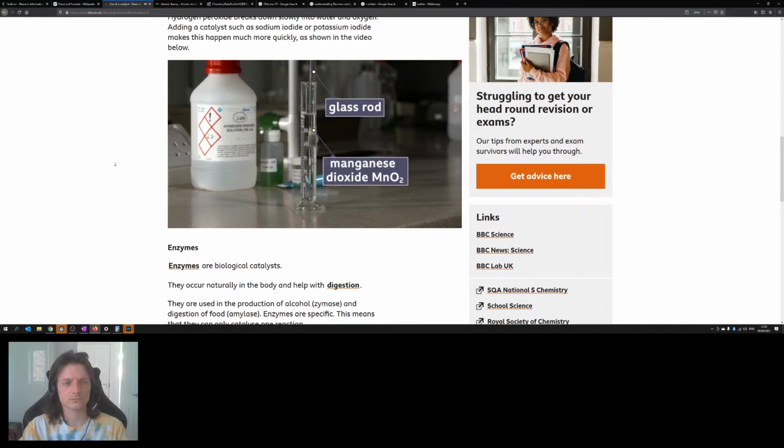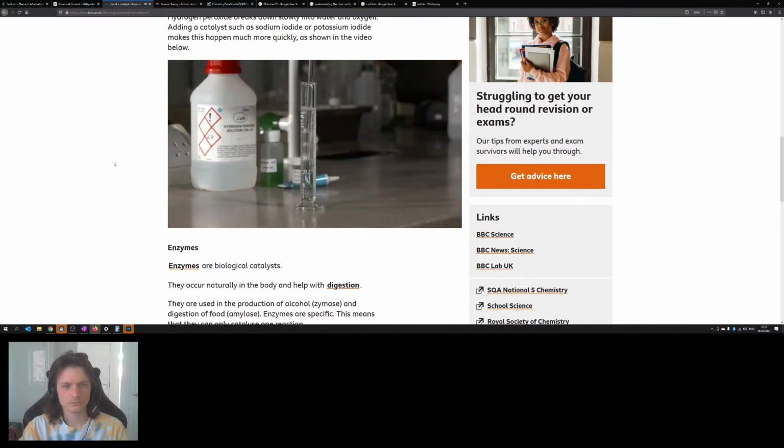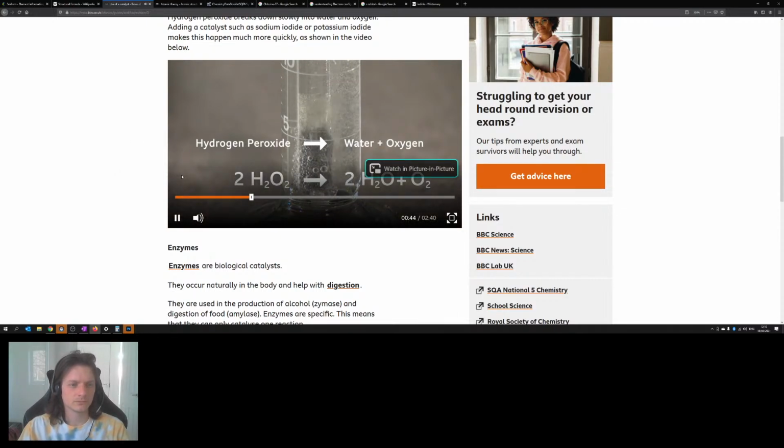A glass rod coated with manganese dioxide is dipped into the cylinder. Bubbles immediately start to form as oxygen is given off. The manganese dioxide acts as a catalyst, turning the hydrogen peroxide into oxygen and water. There are many other catalysts.